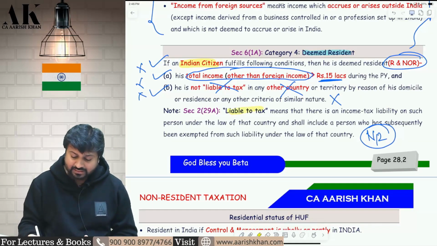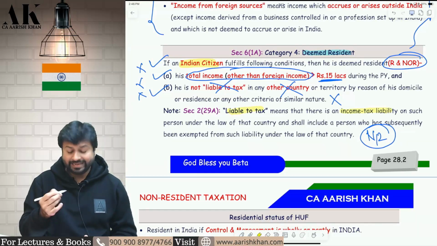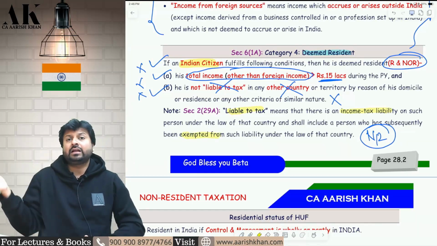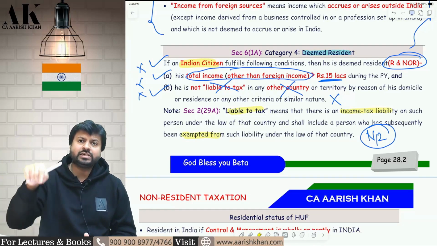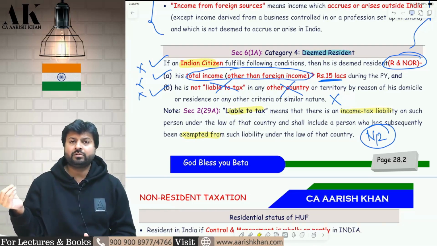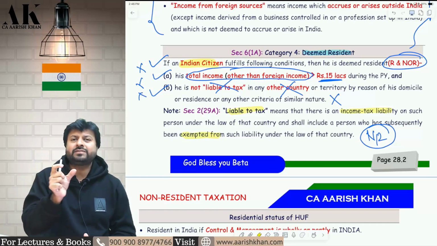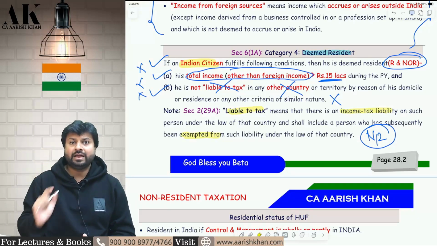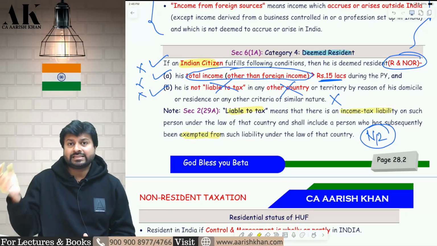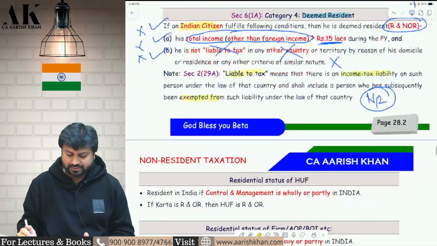Sir, what do I mean by liable to tax? Liable to tax means there is a tax which is imposed on you, and even if the tax is exempted by foreign authorities, that will also be liable to tax. Suppose the Singapore government is imposing tax on you, then you are liable to tax in Singapore. If the Singapore government is imposing tax, but for the time being they have exempted under some provisions of their law, then also it is said to be liable. Liable means taxable also and exempt also. Both are covered in the definition of liable.